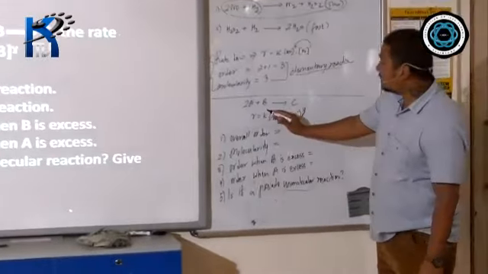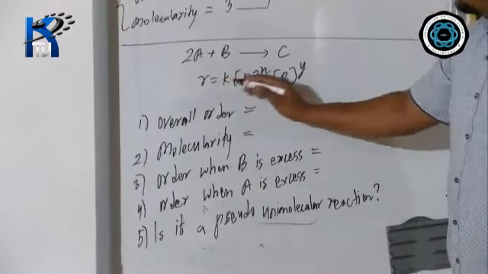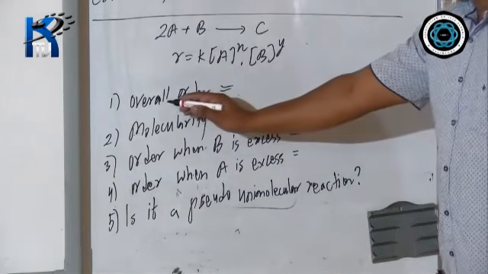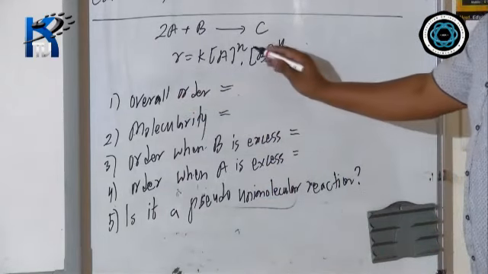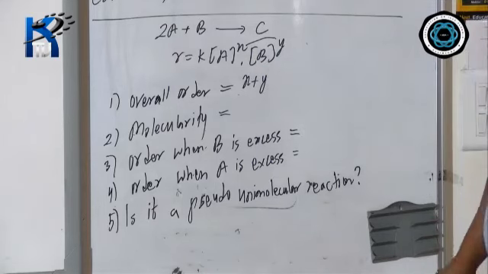Okay, the same reaction I have copied here now, students. 2A plus B gives you C. Rate equation is given by the question and you have to find these 5 things. First of all, the question is asking you to find the overall order. At the power, you get the overall order and it will be X plus Y. The overall order is X plus Y.